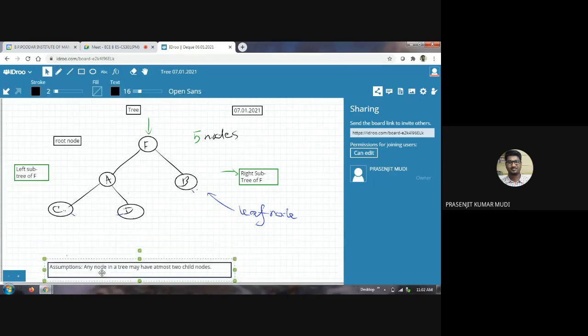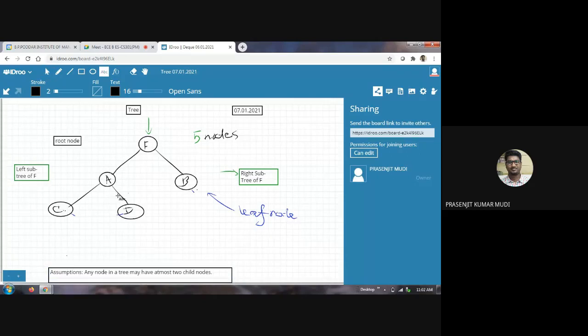Next is ancestor and descendant. Now another very, very important term. So please try to understand clearly: one is ancestor, and the other is descendant.